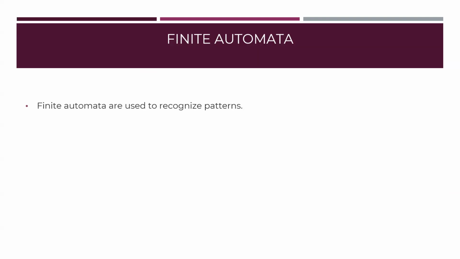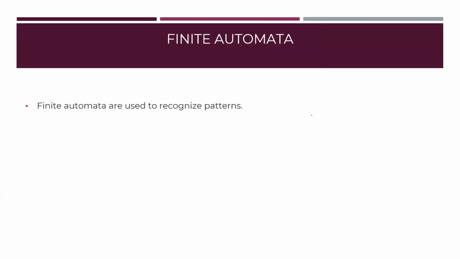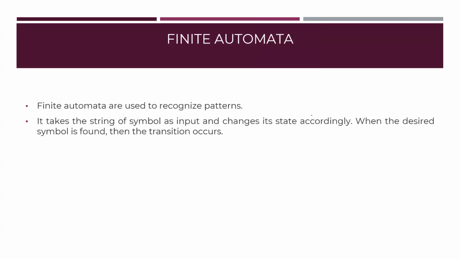Finite automata is designed to recognize patterns. So that's the main idea behind designing finite automata. It is used for recognizing patterns with which we can design machines. And what does the finite automata do? The finite automata will take a string of symbols as input. It will move from one state to another according to the given input. And when the desired symbol is found, then you would have a transition. So this is how a finite automata will start working.